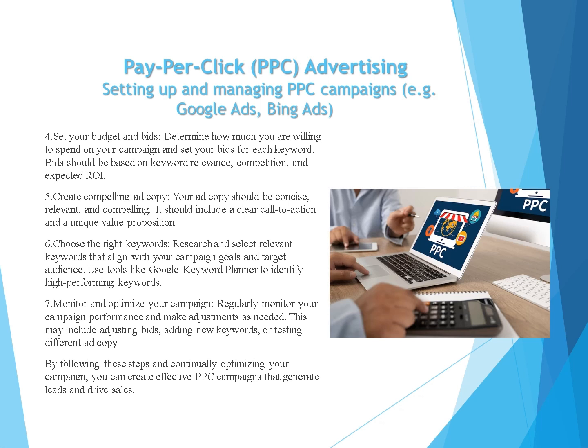7. Monitor and optimize your campaign. Regularly monitor your campaign performance and make adjustments as needed. This may include adjusting bids, adding new keywords, or testing different ad copy. By following these steps and continually optimizing your campaign, you can create effective PPC campaigns that generate leads and drive sales.